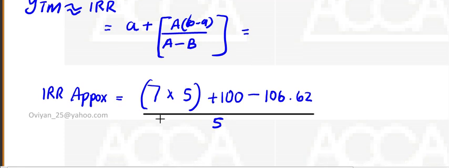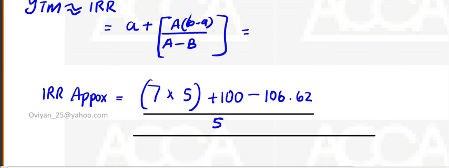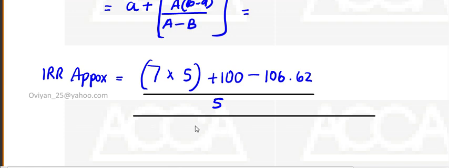So what I'm going to do now, I'm going to total this up and get an average of the investment, which is 106.62 plus 100 divided by 2, and you're going to get one answer here at 4. This is similar to your ARR formula that you commonly use in F9. Correct? Similar to the ARR formula.